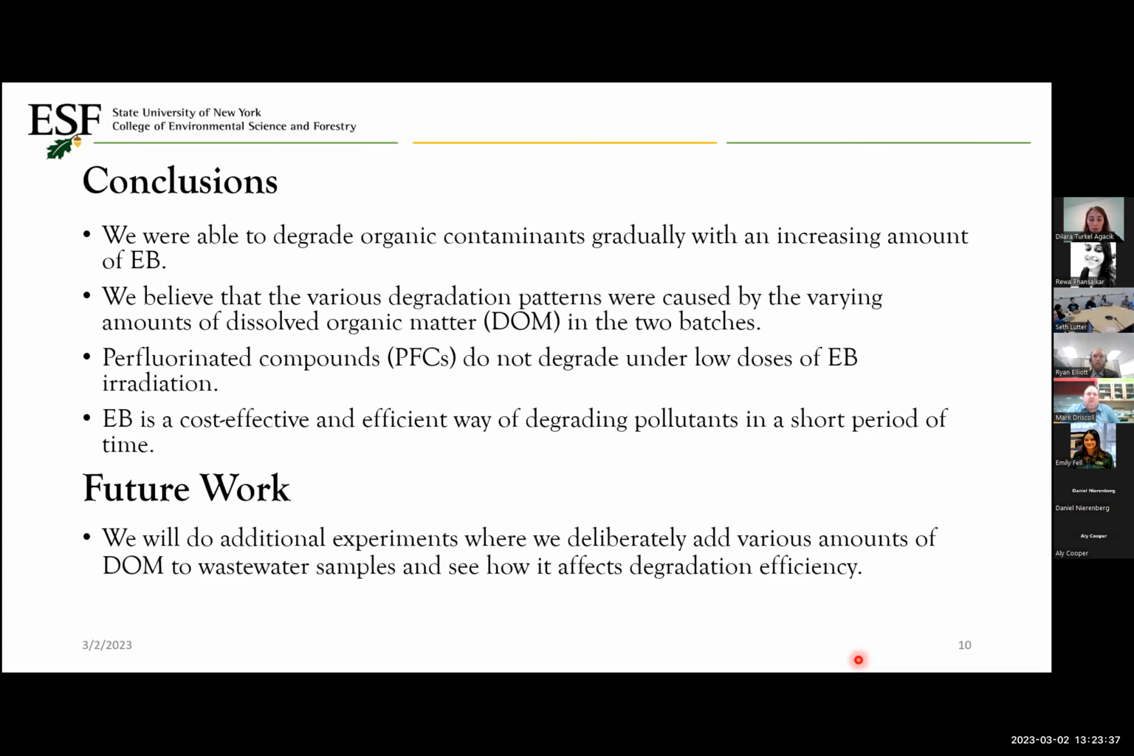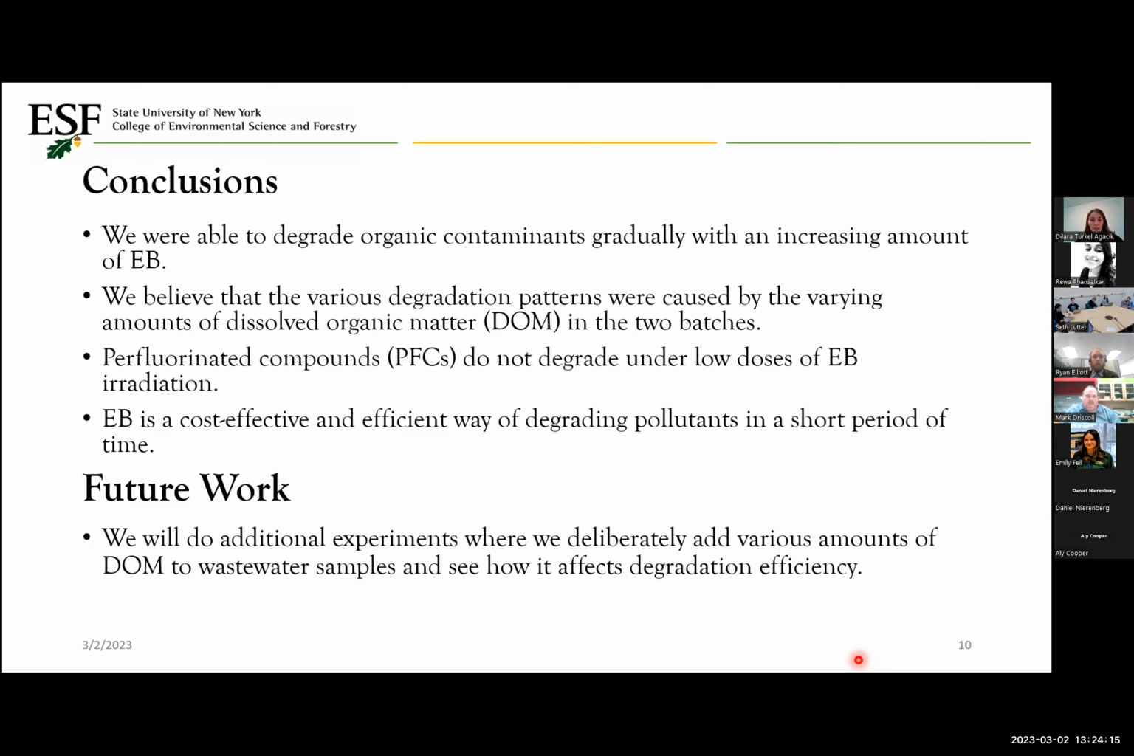So as for the conclusion of the project, we were able to degrade organic contaminants with an increasing amount of electron beam. And as I showed, there were some differences in the degradation profile, which we believe mostly come from the different amounts of dissolved organic matter in the two batches, because we collected the first batch in July, whereas we collected the second batch in October.